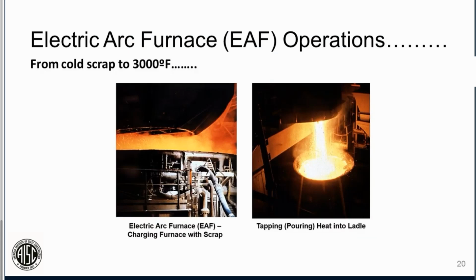All right, now we're going to start going through the electric arc furnace and operations. Again, we're taking cold scrap, ambient temperature, and we're going to get it up to 3,000 degrees F. The beginning of this process is with the electric arc furnace. We're going to charge it with scrap, and then when we get done with it, we're going to tap it into a ladle, which is basically a refractory-lined pot that is a carrier unit for carrying the liquid steel from one process to the next. Next slide, please.